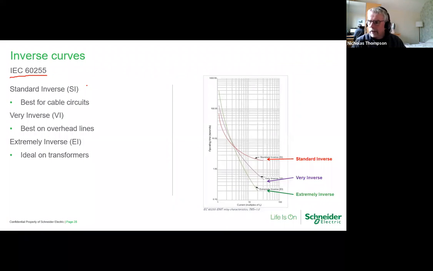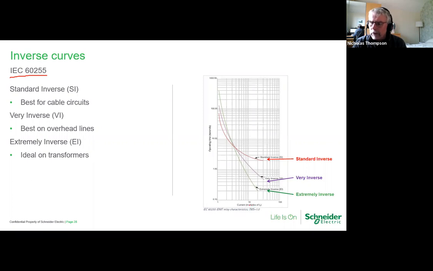IEC 61850 is, these are just the three that we see on a very regular basis: standard, very, or extremely inverse. Now, there are two others which I'm going to discuss. Now, these work on a log scale, both on current and time. So your bottom axis is time, the vertical axis is current.